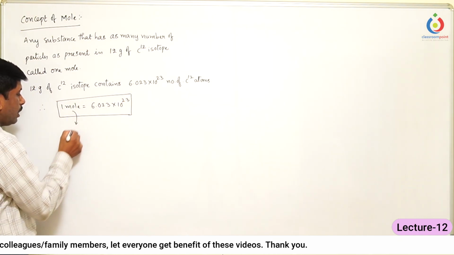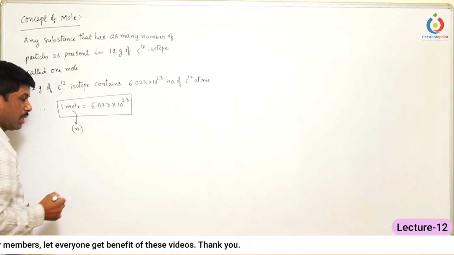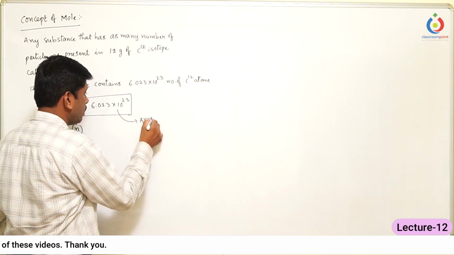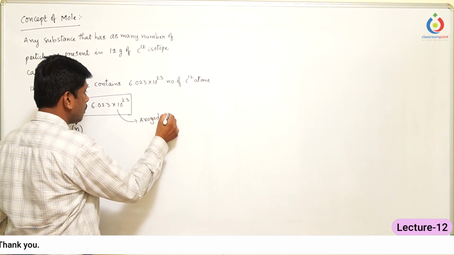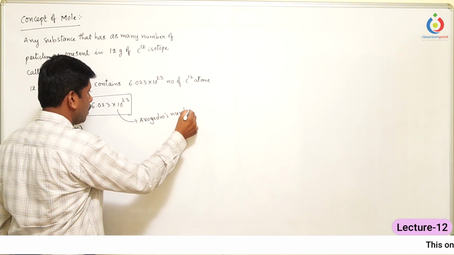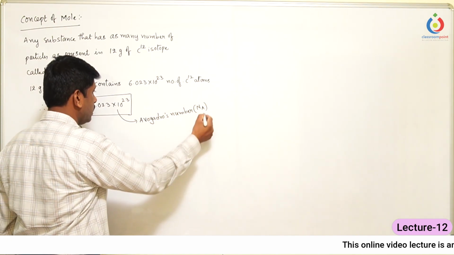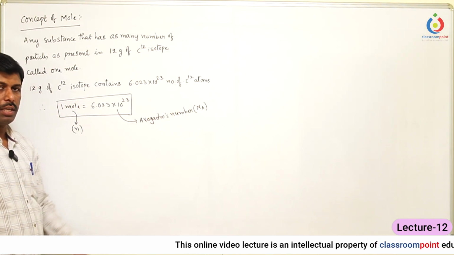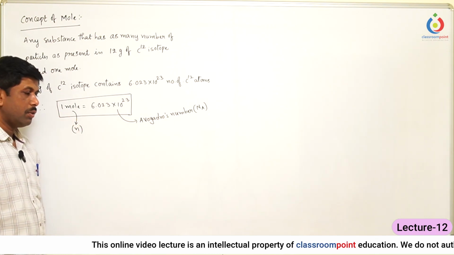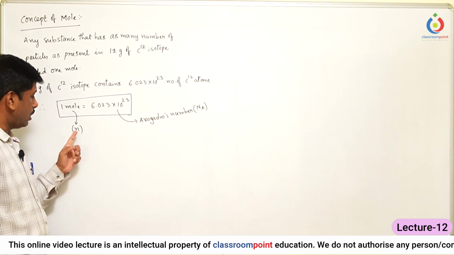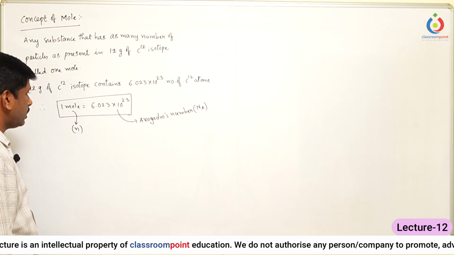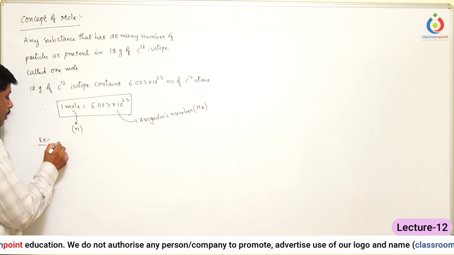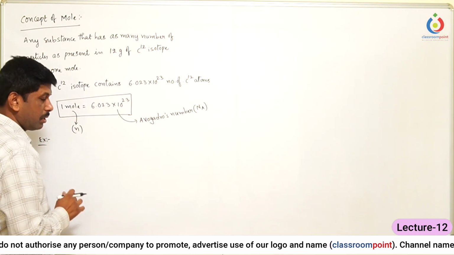This 1 mole is usually represented by the symbol small n, whereas this number is also known as Avogadro's number. Avogadro's number is represented as Na. So when we are using the number, we use the symbol Na, and when we are using the word, we use the letter n to represent the mole. Let us see some examples. Wherever 1 mole is there, you can use this number.